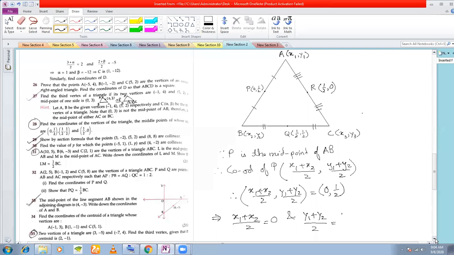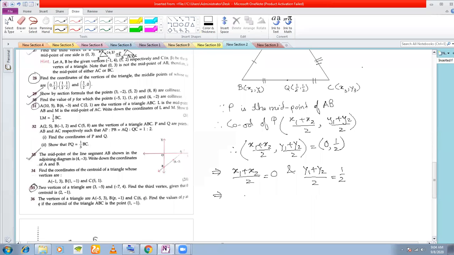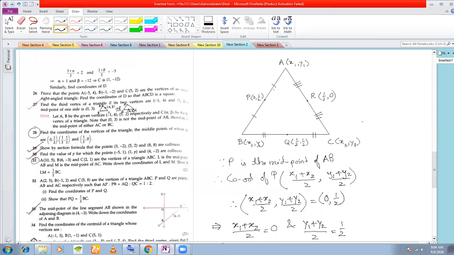So you get two equations. That means x1 plus x2 is equal to 0. Call this equation number 1, and y1 plus y2 is equal to 1. Call this equation number 2. Okay, you got two equations. When I considered the side AB, I got two equations. Similarly, if I consider this side, I will get two equations.